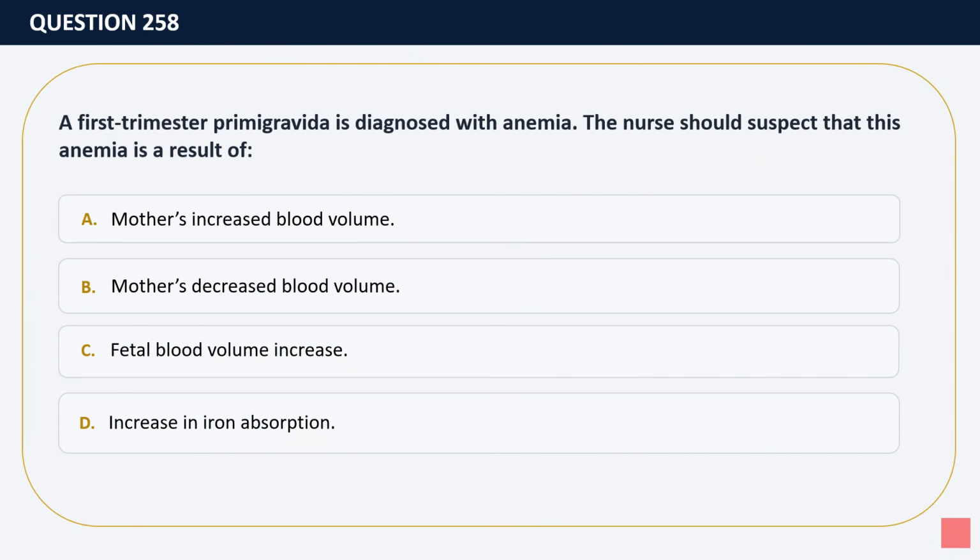Question 258. A first trimester primigravida is diagnosed with anemia. The nurse should suspect that this anemia is a result of A. Mother's increased blood volume. B. Mother's decreased blood volume. C. Fetal blood volume increase. D. Increase in iron absorption.